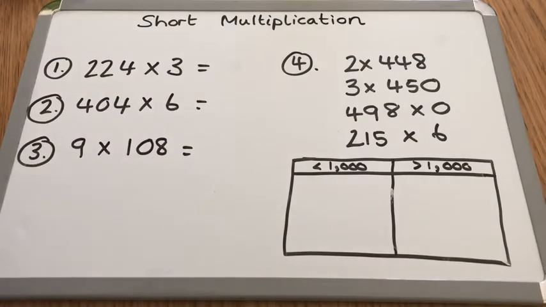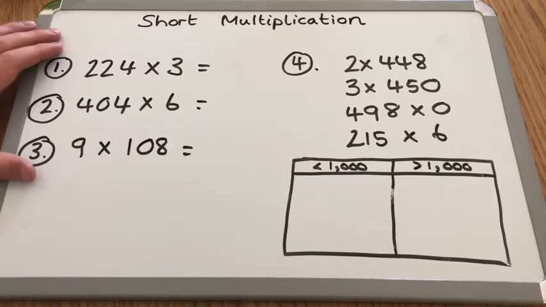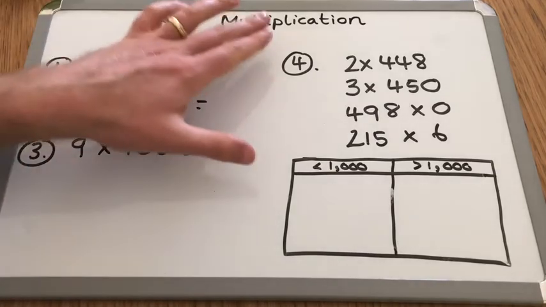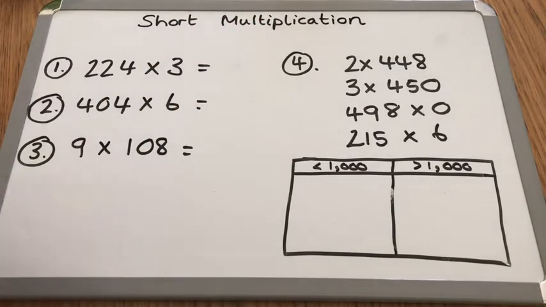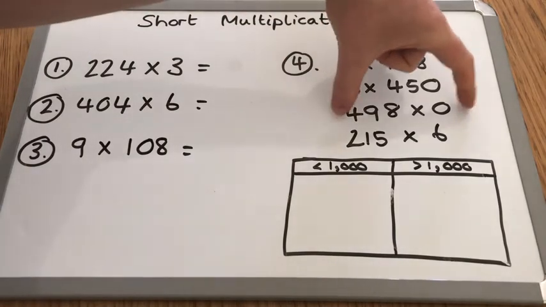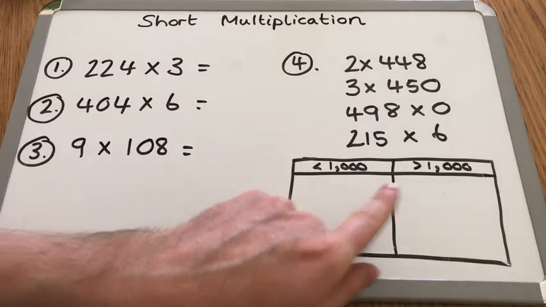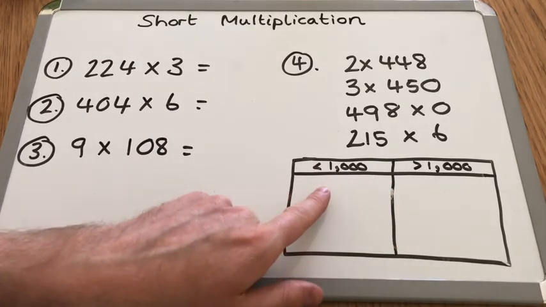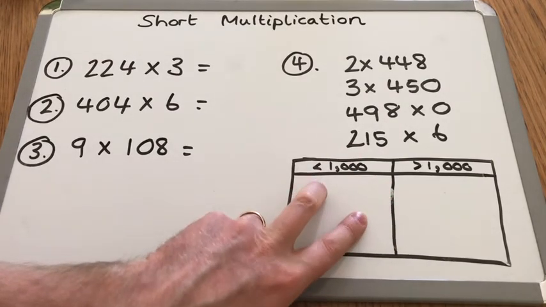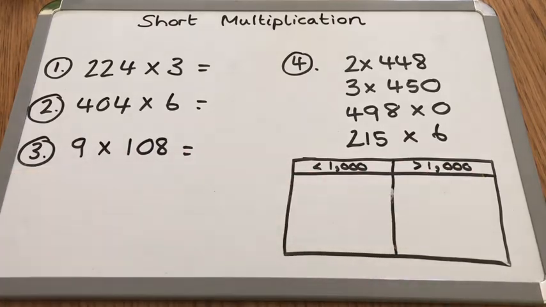Well done, everybody. We've made it to the end, and here are your challenges to practice. These 3 questions here are to place into short multiplication method to practice it and the exchanging. Number 4 is a thinking question. You have to think through each of these without solving them with short multiplication and work out which part of this table you'd put them into. So would you sort them into less than 1,000 or greater than 1,000?